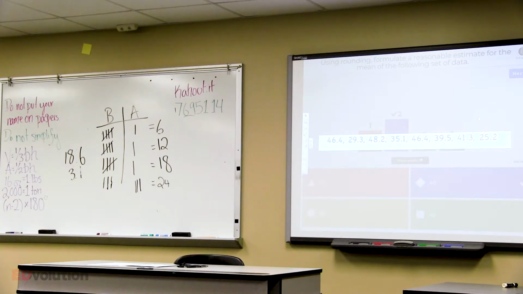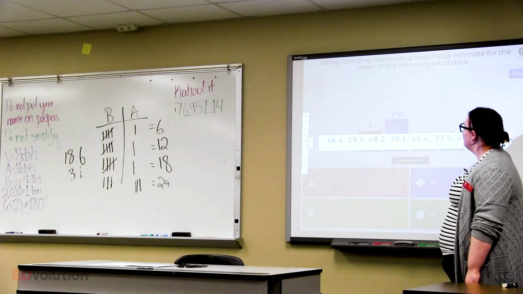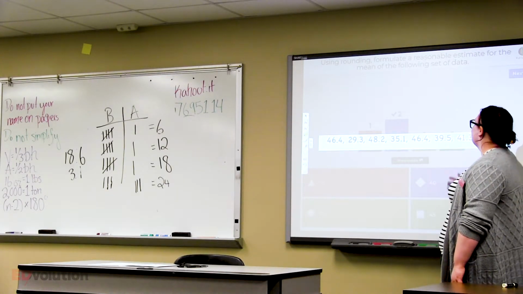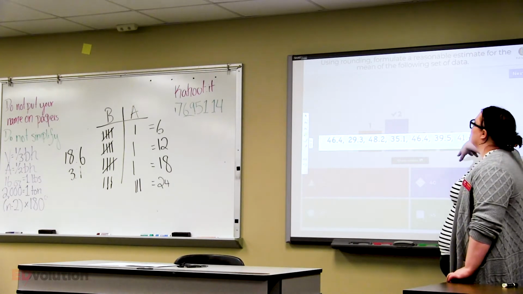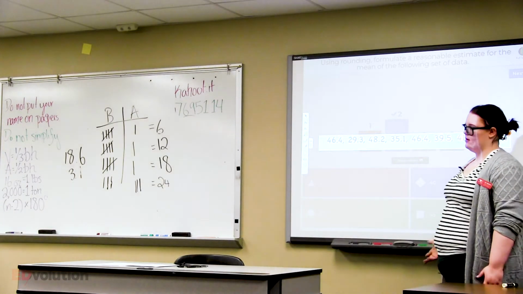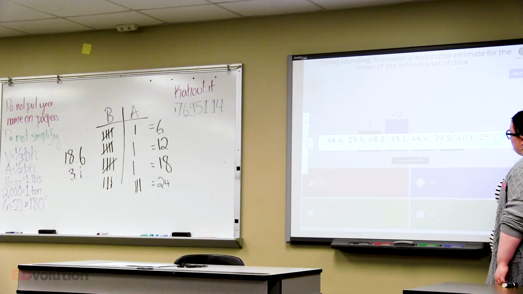Alright, so in this one, you would round them to the nearest whole numbers. Anything less than 5 rounds down, anything 5 or bigger rounds up. Add them all together and divide by 8 because that's the number of numbers that are here. And then if the number you get is a decimal, round that number to the nearest number.